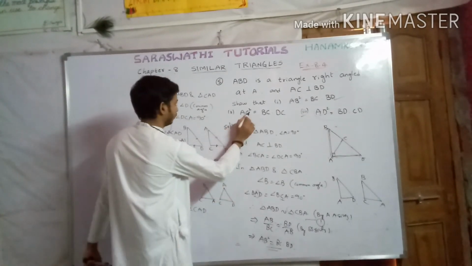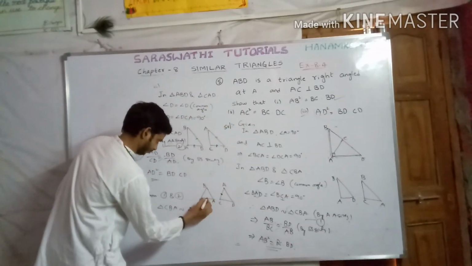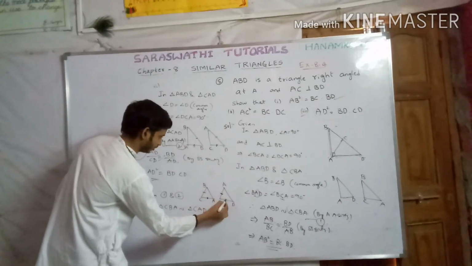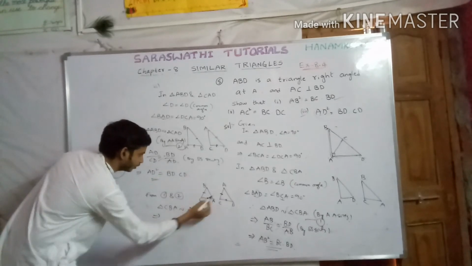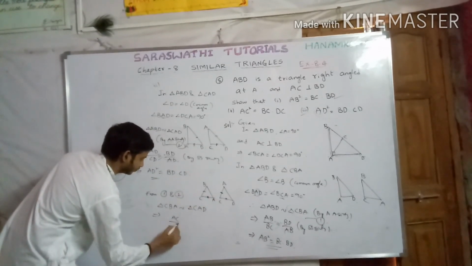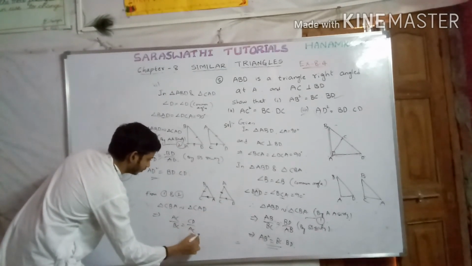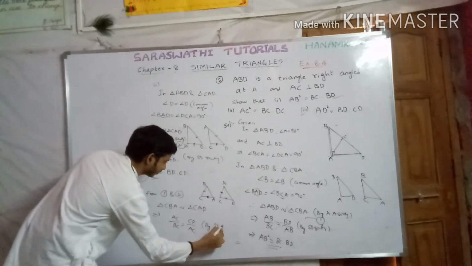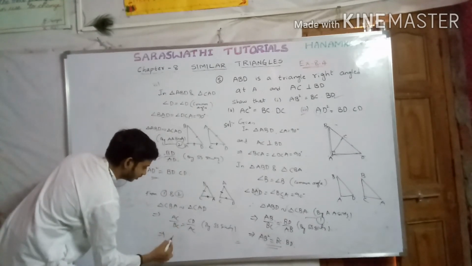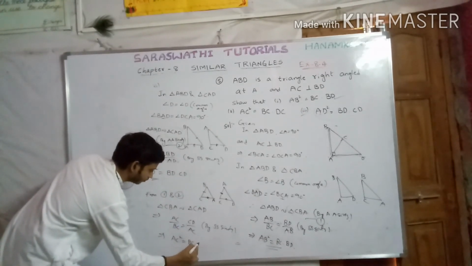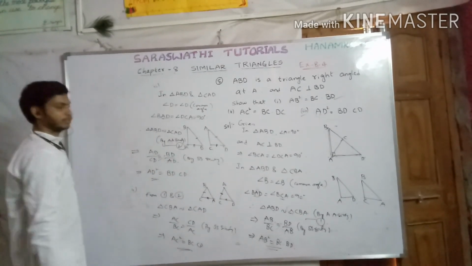In the second proof, it is required to show AC square. That means AC should come twice. We consider AC here. So AC by BC equal to CD by AC. Again cross multiply these two terms. AC into AC, we get AC square equal to BC into CD. So this is the required proof of the second. Hence proved. This is the answer.